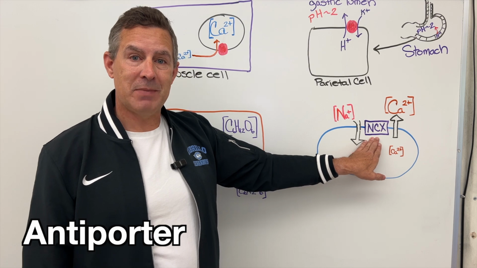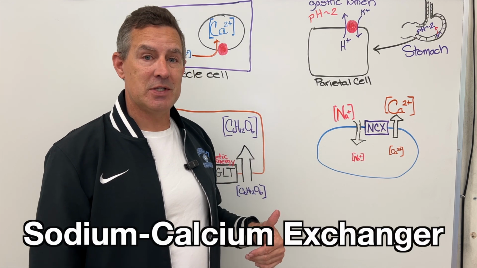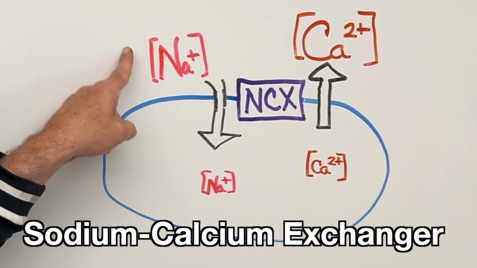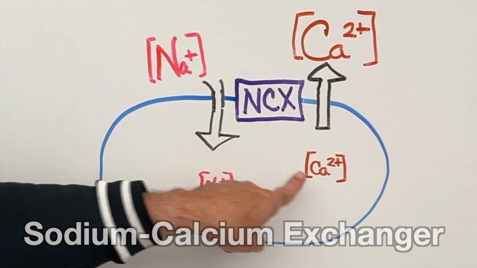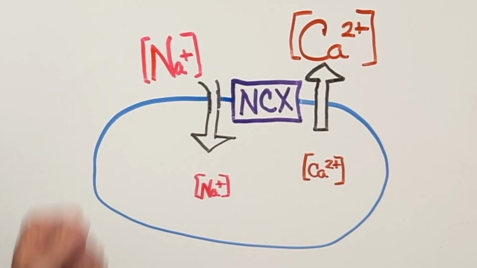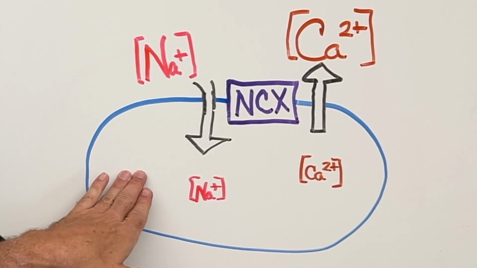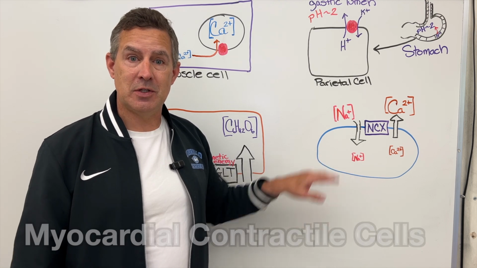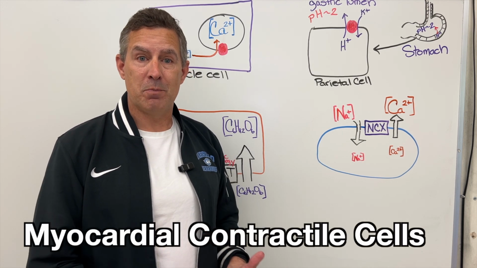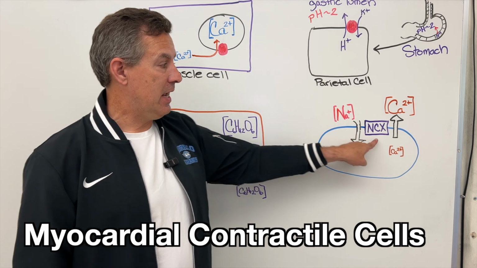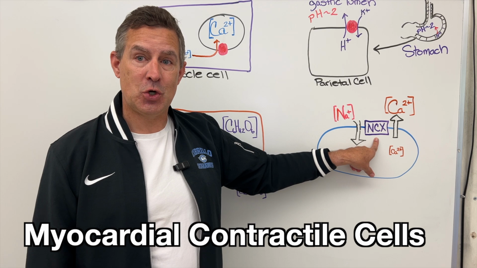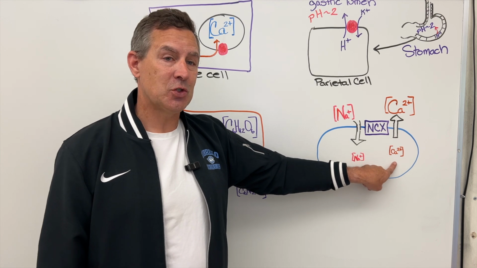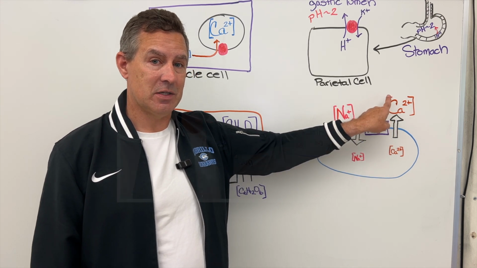This is known as the sodium-calcium exchanger, and it's known as an antiporter because it's moving entities in opposite directions. In this example, sodium into the cell down its gradient, and calcium out of the cell against its gradient. We find the sodium-calcium exchanger within myocardial contractile cells. These are the muscle cells of the heart that help the heart contract. And the NCX is utilizing the kinetic energy created by sodium moving down its gradient to pump calcium against its gradient out of the cell.